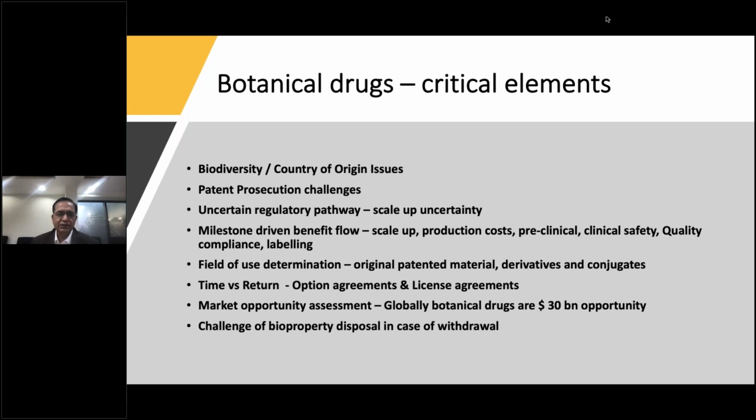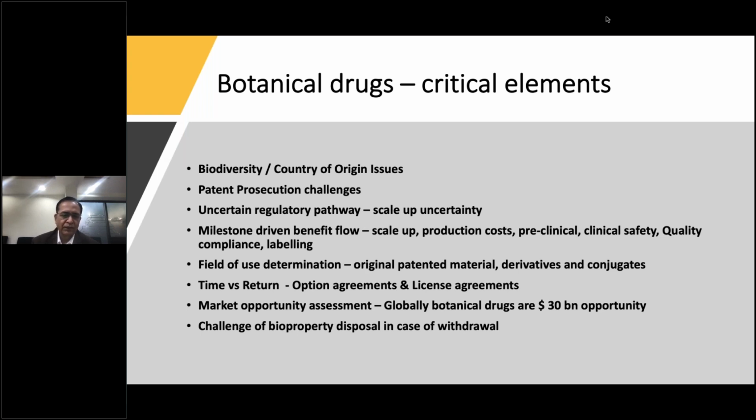We talked about biodiversity, that's critical in botanical drugs. Then there are patent prosecution challenges, especially for derivatives. Again, a lot of them are classified as products of nature. Many countries don't have patent protection for microorganisms or derivatives for that matter. There is uncertainty in the regulatory pathway, with some classified as naturally derived products, some not. So determining those pathways is difficult, especially because of uncertainty for benefit flow, milestones, clinical validation, and quality compliance, as standards are evolving in them. So there are a lot of uncertainties in determining the valuation itself and the benefit flow.